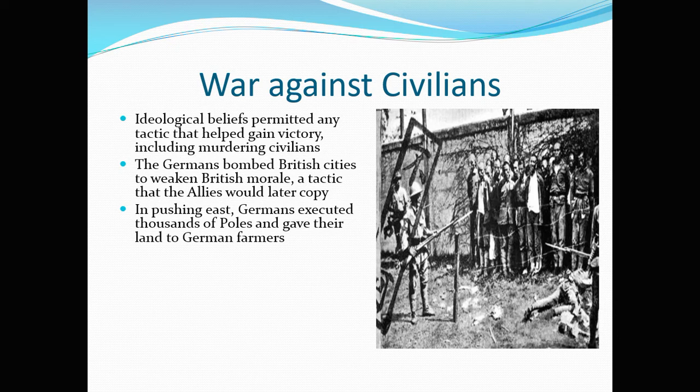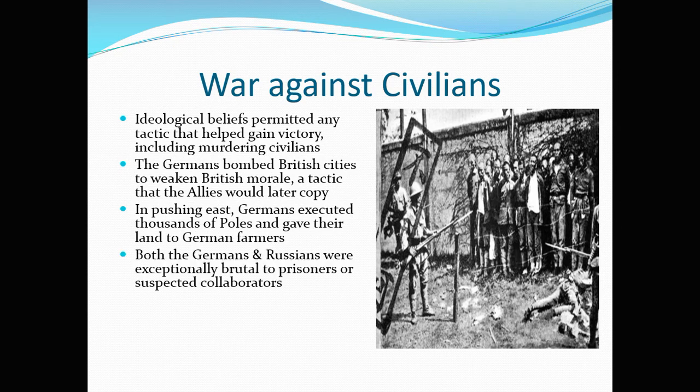In pushing east, the Nazis had executed hundreds of thousands of Poles in order to clear them off the land to give to German farmers as part of this Lebensraum project. So again, that's what I mean: for the Nazis in particular, it wasn't just about killing the civilians of their enemies to achieve victory. It was partly because the Nazis were trying to mold a new vision, a new society that they imagined would emerge in the post-war period.